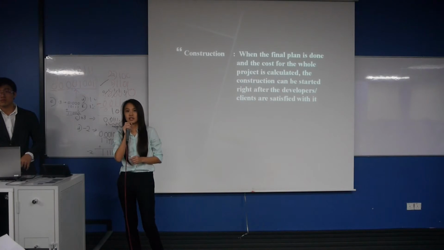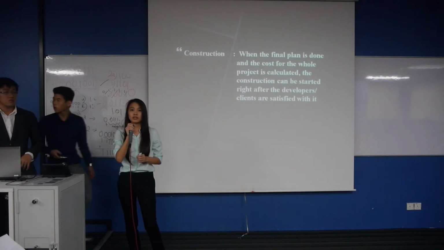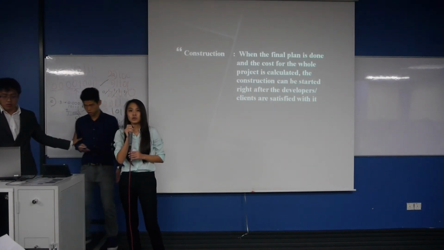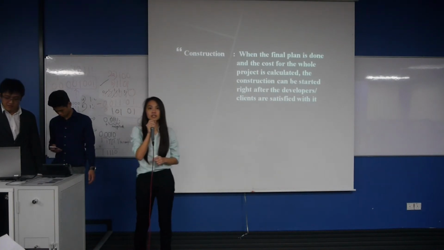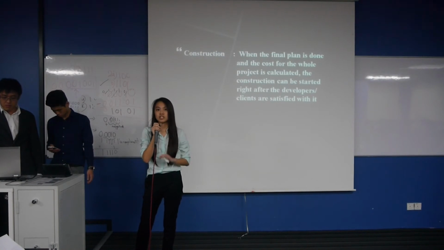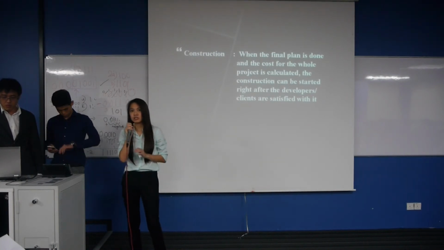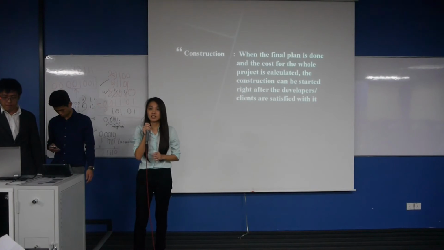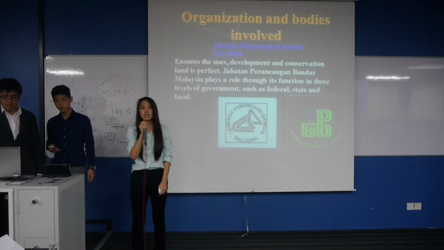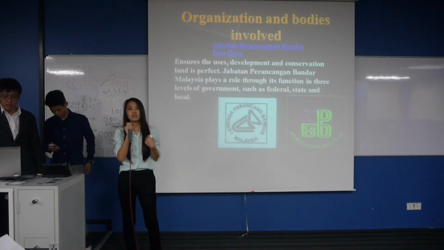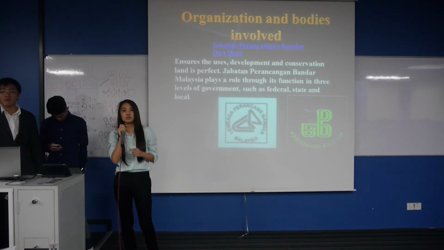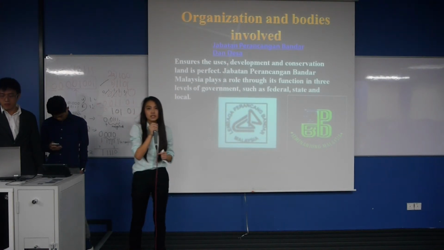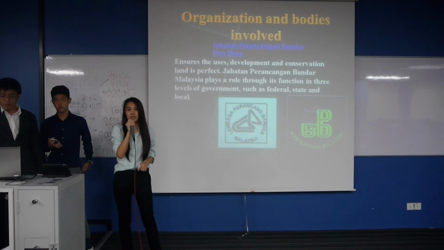And the last stage is the final plan. When the final plan is done, they will calculate the whole idea. The cost is calculated, and then they will pass the project to construction, and the construction will start right after the clients are satisfied with it. This is the organization and body involved in urban planning. They will ensure the uses, developments, and conservation of lands are perfect. Yeah, they play an important role.